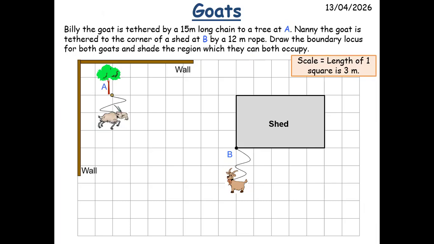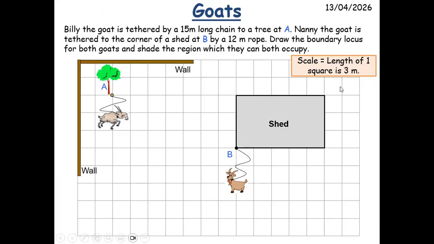Billy the goat is tethered by a 15 meter long chain to a tree. Nanny the goat is tethered to the corner of the shed at B by a 12 meter rope. Draw the boundary. So what's the boundary? Can you see this goat is tied? What is the boundary? How far can he go? So here the question says, draw the boundary, locus for both goats, and shade the region where the 2 of them meet. So what's the boundary for A, and what's the boundary for B? And where can the 2 of them meet?